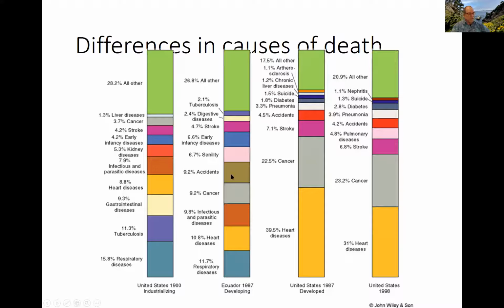Some different changes in here, and these may be due to different factors. And when the United States transitions, the causes of death really shift. So heart disease, cancer. You can see that infectious diseases, tuberculosis, and respiratory diseases really decline as major factors of mortality in more advanced societies.